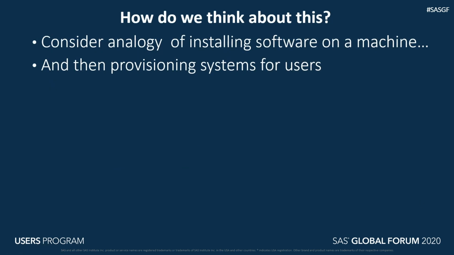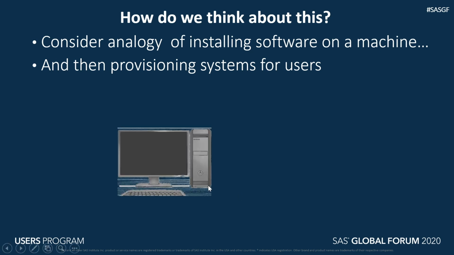So how do we think about all this? We've talked about this analogy quite a bit, the analogy of installing software on a machine and provisioning systems for users. But let's look at what this might look like as a visualization. Suppose I have a new computer that I'm setting up, perhaps for my work or a family member. Typically I would install the operating system on it, maybe install some apps such as the Microsoft Office apps, and maybe some virus scanning software too. The different layers of software.